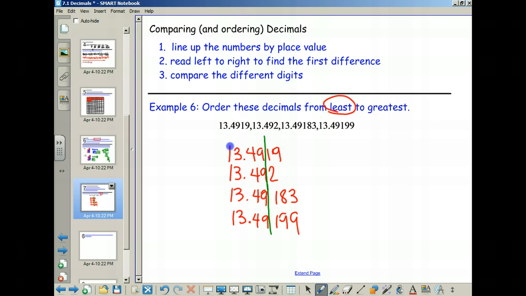Okay, so after my green line, I think you can tell me which one's the biggest, right? The biggest one is which one? 0.492. So I'm supposed to be writing this least to greatest, so I'm going to actually write the greatest one first at the bottom. So this is 13.492. And I can ignore that. I don't really need that one anymore.